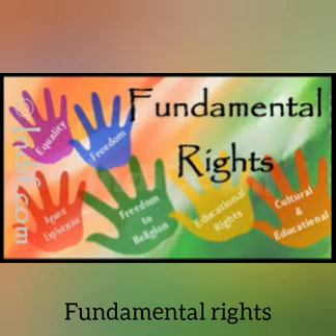Articles 19 to 22. Under Article 19, the Constitution guarantees 6 basic freedoms to its citizens: freedom of speech and expression, freedom to assemble peacefully without arms, freedom to form associations and unions, freedom to move freely throughout India, freedom to reside and settle in any part of India, freedom to practice any profession, trade or business. Article 19 provides all this freedom to all citizens.